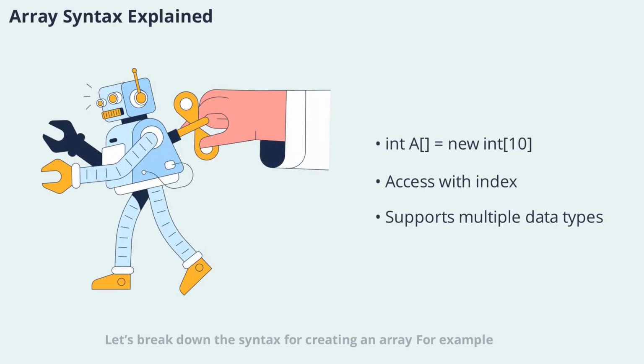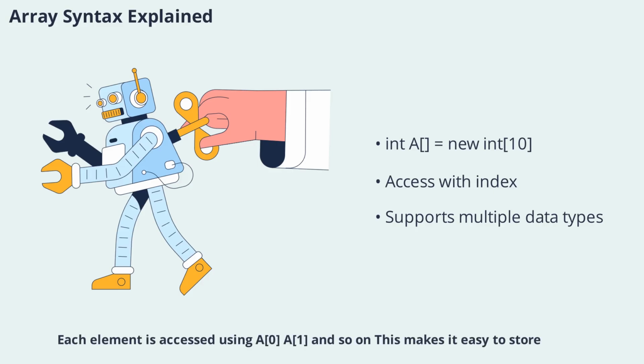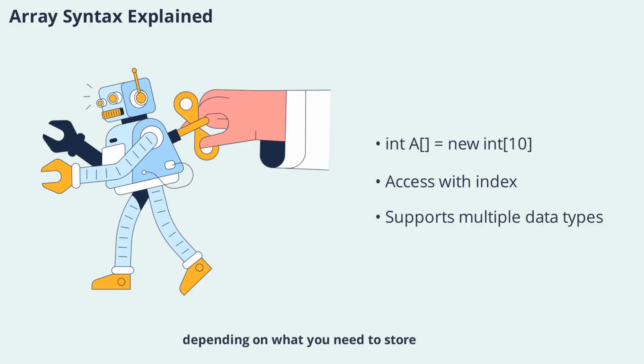Let's break down the syntax for creating an array. For example, int a = new int[10] means you're creating an integer array named a with 10 elements. Each element is accessed using a[0], a[1], and so on. This makes it easy to store and retrieve values without creating multiple variables. Arrays can be created for different data types such as int, float, char, or string depending on what you need to store.